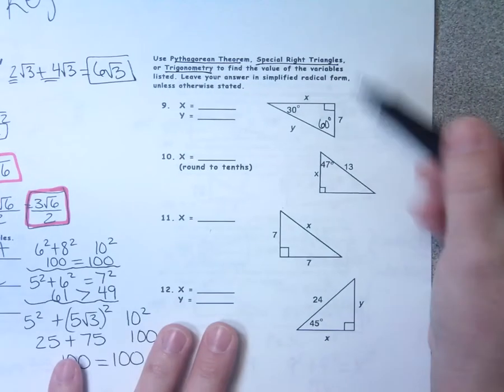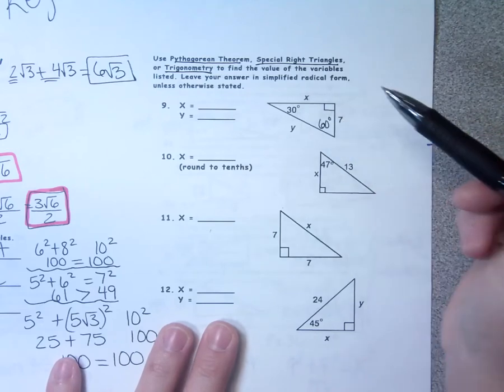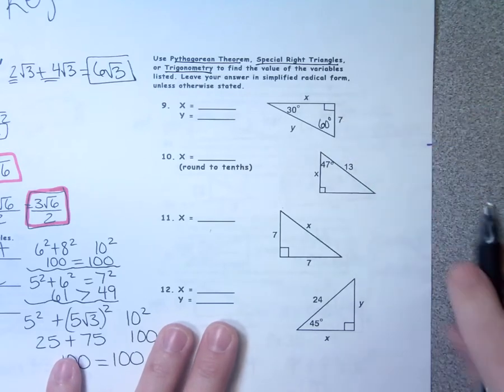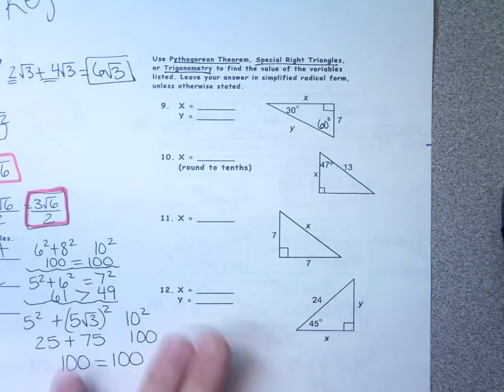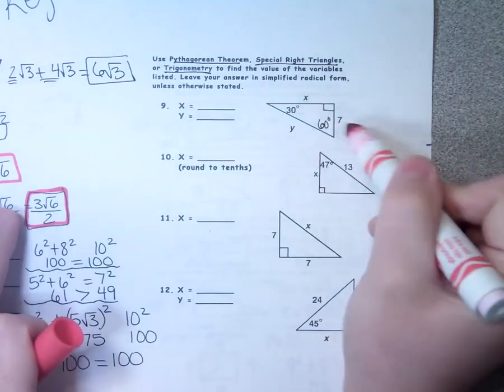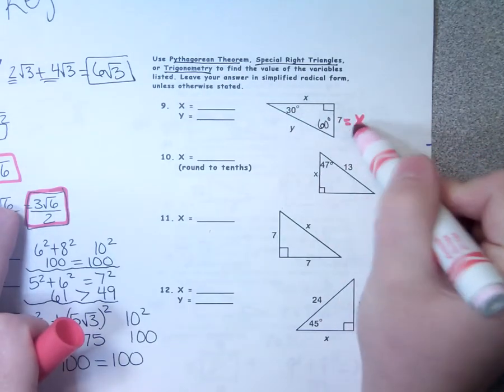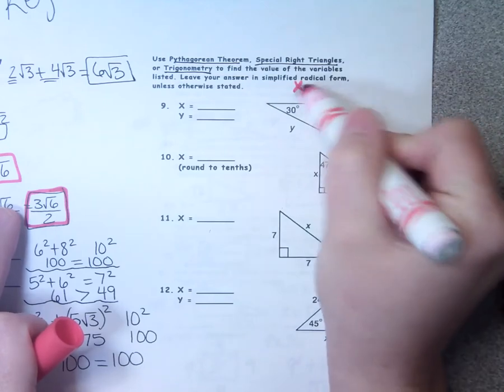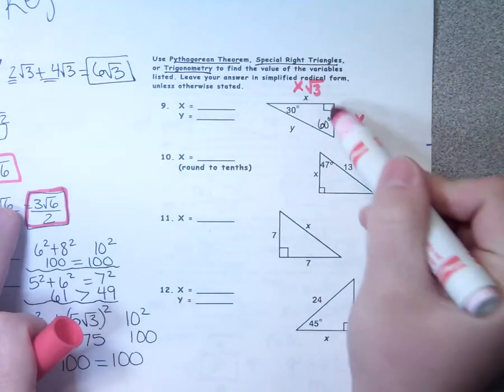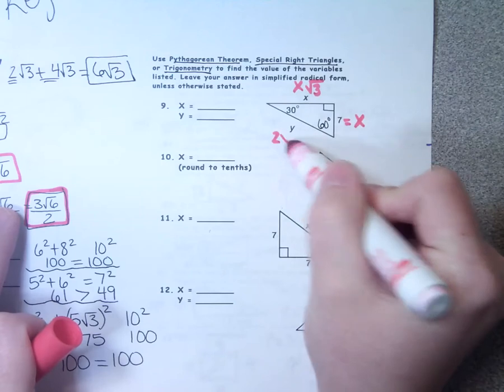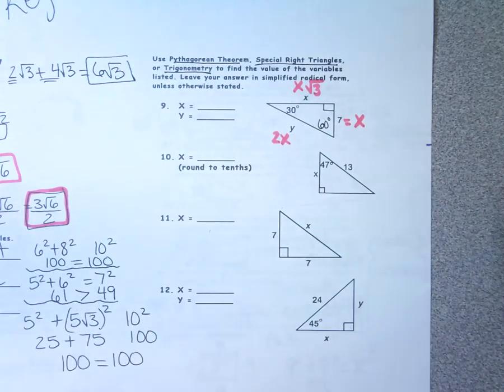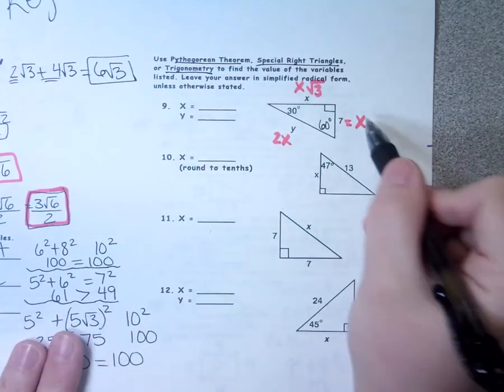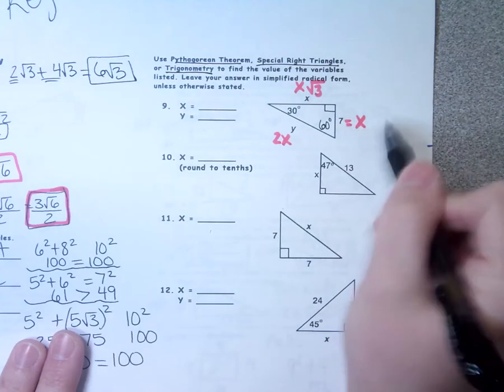Number 9, I can see very clearly that this is a 30, 60, 90 triangle. So I'm going to use those special formulas. So I'm going to start by labeling my sides. Across from the 30, I label with x. Across from the 60, I label with x square root of 3. And across from the 90, I label with 2x. Okay, I always need to know what x is, and I do. X is 7. So this is the easy one.